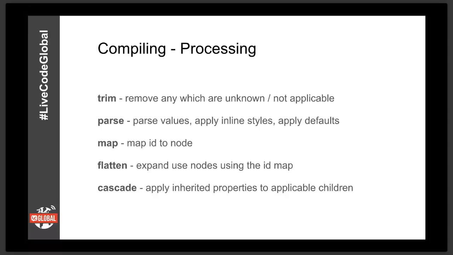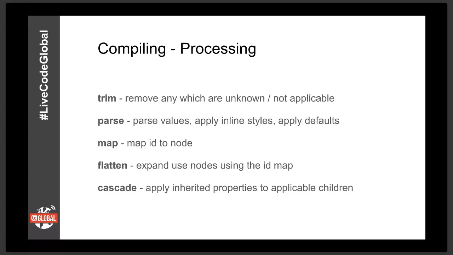Now, after you've done that, you need to create a map between the IDs in the document and the actual elements they reference. That's used in the next step, flatten, where you iterate through your document again, and all the use nodes you replace with copies of the element they reference. The use nodes exist so you can replicate groups and elements many, many times in the document and only define them once.